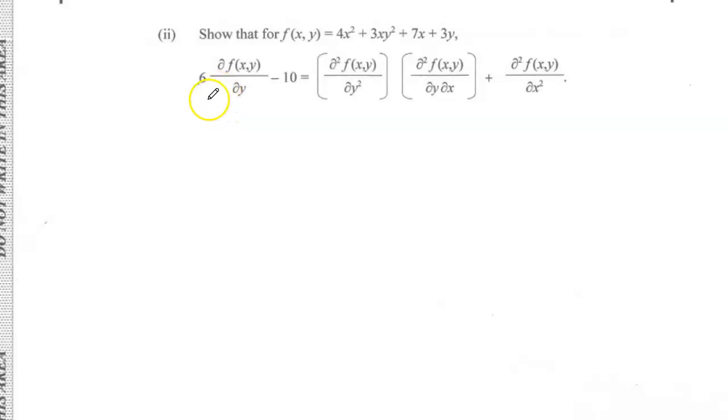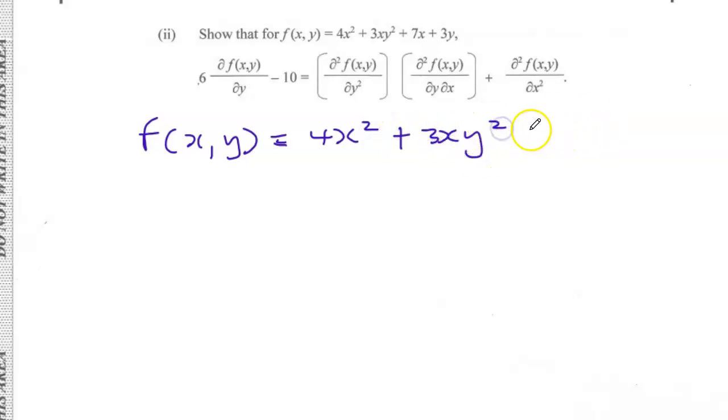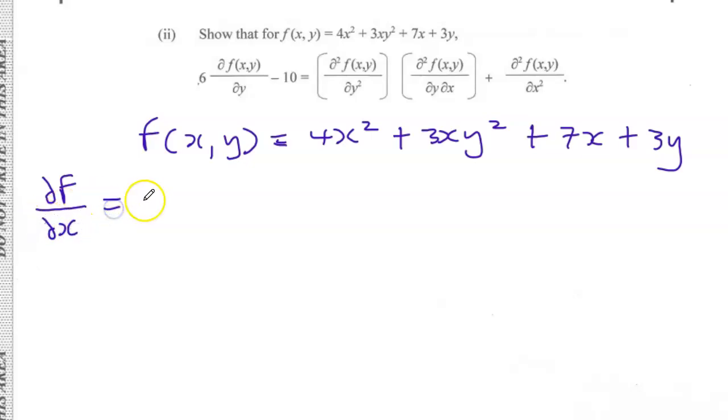Part 2 deals with partial derivatives. The function here is f of x, y equals 4x squared plus 3xy squared plus 7x plus 3y. There are some things we need to find. Let's find partial f by partial x first. When we're doing this differentiation, we're treating the y as a constant. Differentiate 4x squared, we end up with 8x.